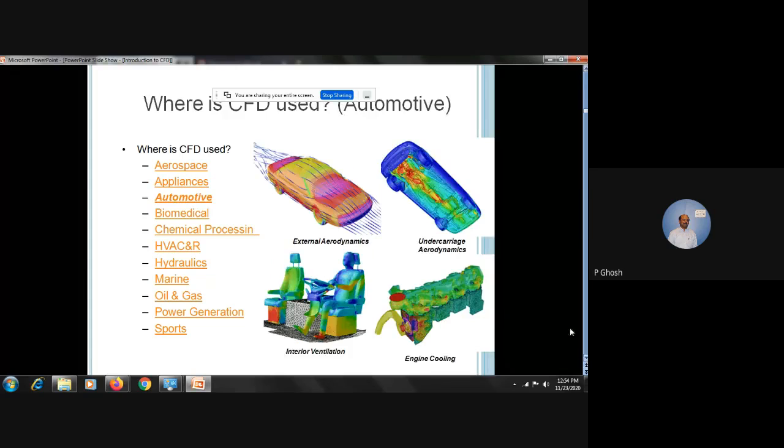Next slide. Automotive has lots of applications, in any industry wherever flow is there. Like external aerodynamics, you have to reduce the drag. The undercarriage aerodynamics requires a cooling flow because of the engine. The interior ventilation of the car, the engine cooling, everywhere you will find CFD has been done for the first-cut design. After the first-cut design, the finalized one, before we do the development, we need CFD.